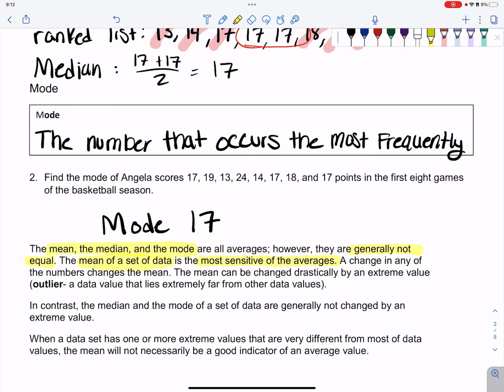So if we have outliers in a data set, the mean might not be the best representation, and maybe the mode or median would be a better indicator of the average value of our data set.